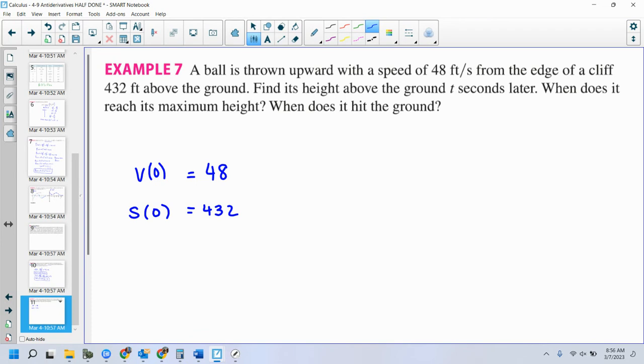What am I asking for when I say find its height above the ground t seconds later? That's position, right? Find its position. Find its height. So this is going to say, okay, what is s of t? Well, if I want to know s of t, I got to know velocity to do the antiderivative. And if I got to know velocity, I got to know acceleration to do the antiderivative. So does this tell me any more information? What is the acceleration?